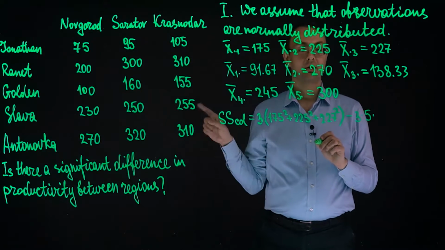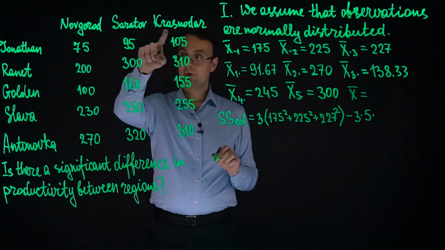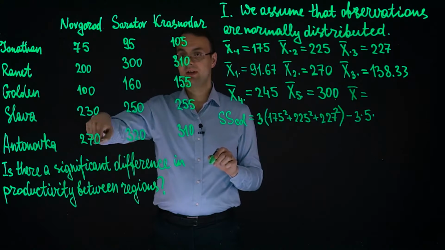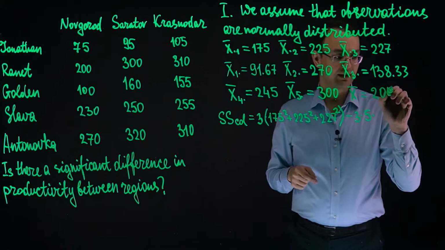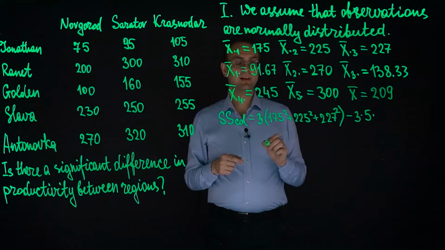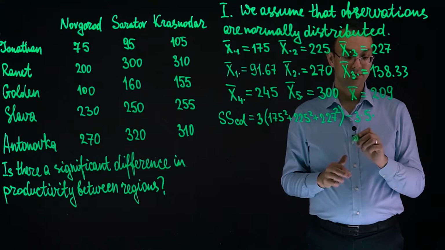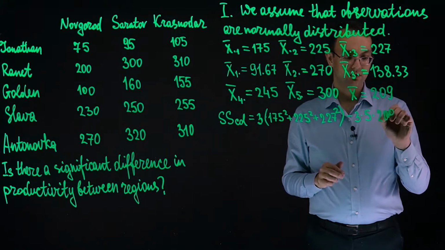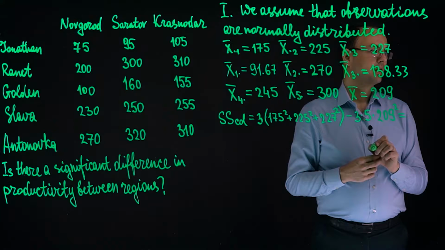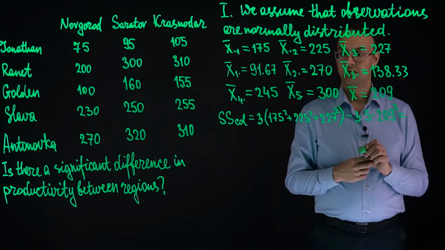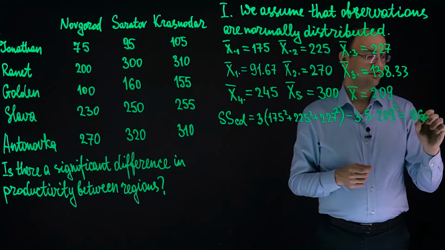I didn't give you the global mean, so x bar without any index is the mean value of the united sample. If we add these 15 numbers and divide the sum by 15, we'll get 209. So this is the global sample mean. And here we are to subtract number of columns times number of rows times squared global sample mean. If we do so, the answer is 8680.